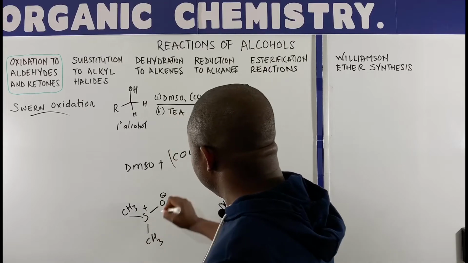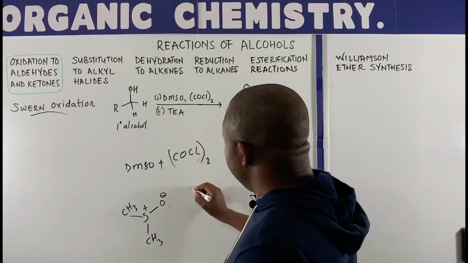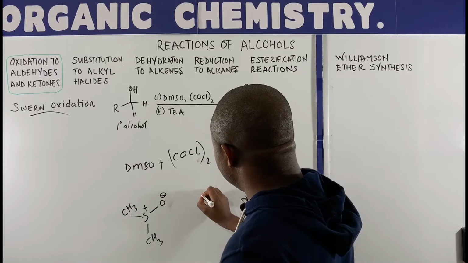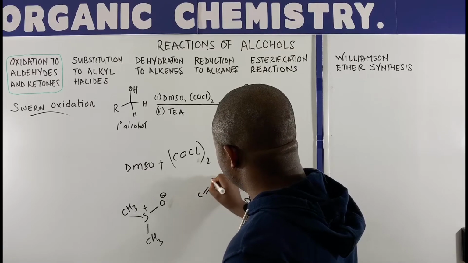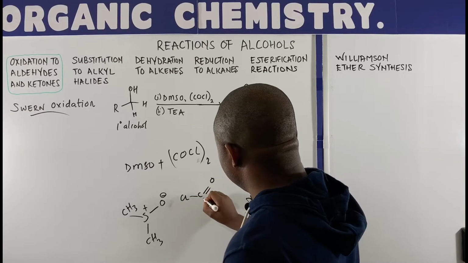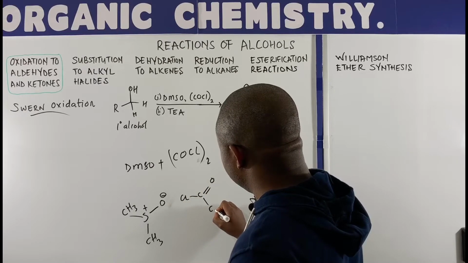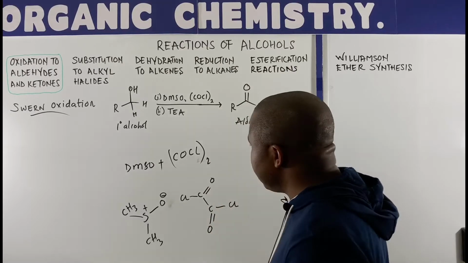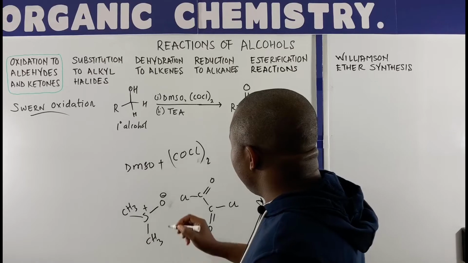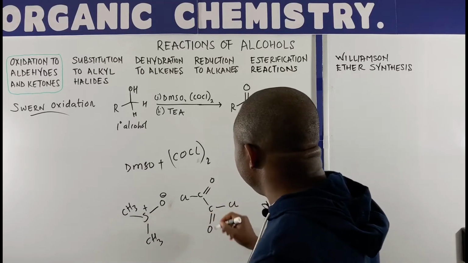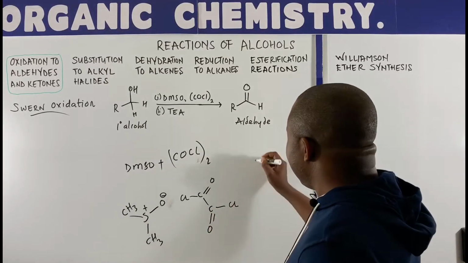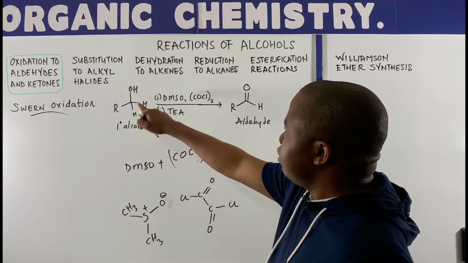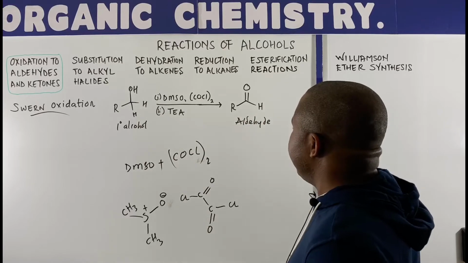This is dimethyl sulfoxide, that is DMSO. And we have oxalyl chloride like this. This is oxalyl chloride. So basically, we're going to have these two react to give the active oxidant. The active oxidant is this. The active oxidant that we use to oxidize the alcohol is this.